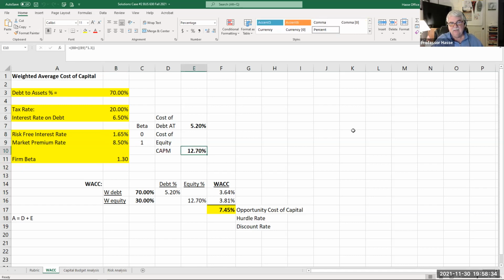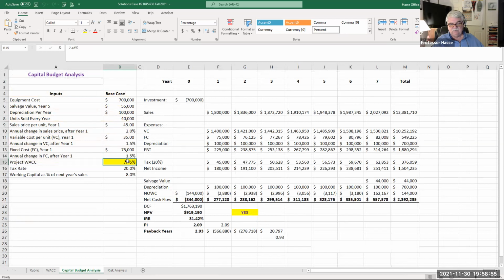12.70%. With debt being 70% of the company, that means 30% is the equity percentage of this capital structure, weighted 3.81%. Our total cost of capital then is 7.45%. We use that 7.445% to determine our discounted cash flow, which leads us to our variety of return analysis.